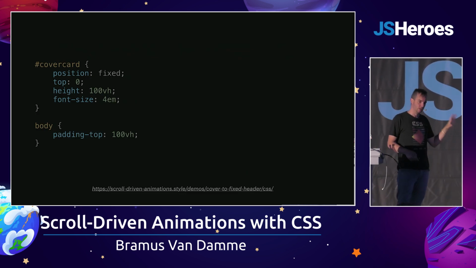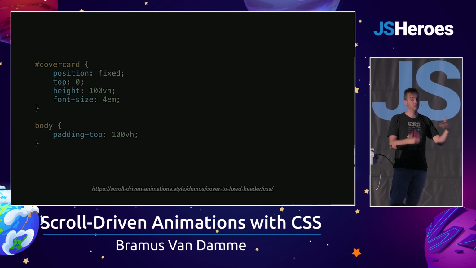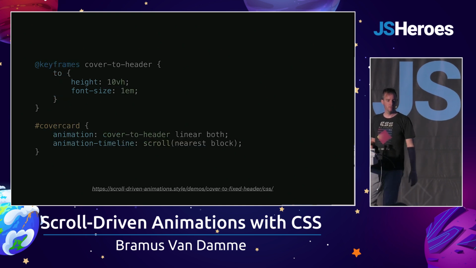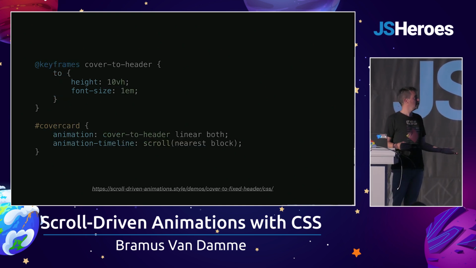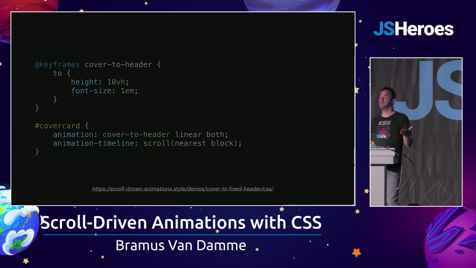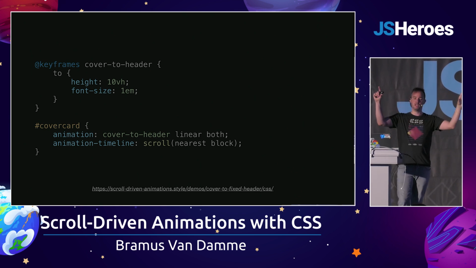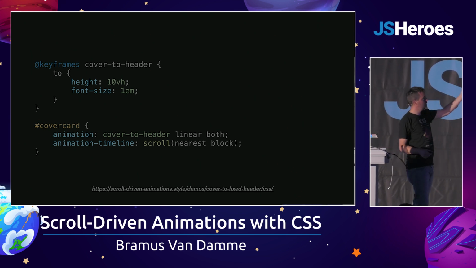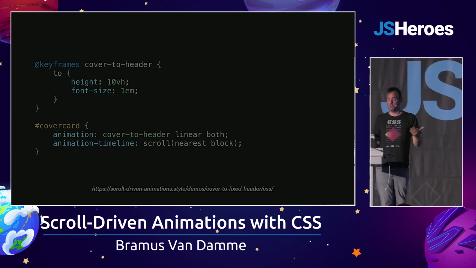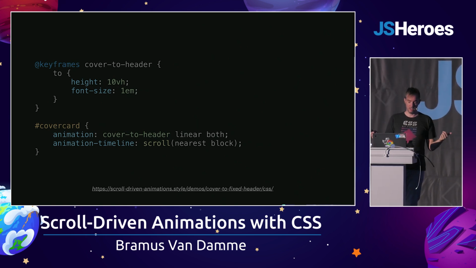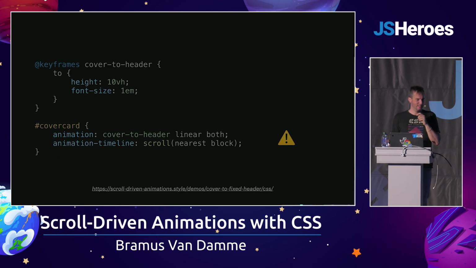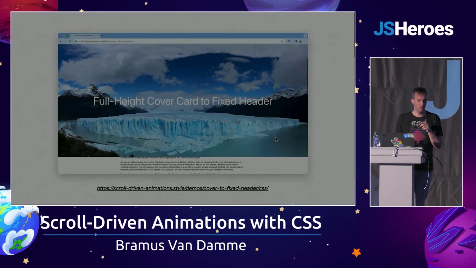We start off with the cover card, position fixed, height of 100vh. Then we have our animation that we add to it. So we are shrinking it from 100vh to 10vh. That's the remainder that we want to have. And we are using the scroll function, nearest block, to make it scroll-driven. Does this work? Not entirely, because there's a small problem with it.